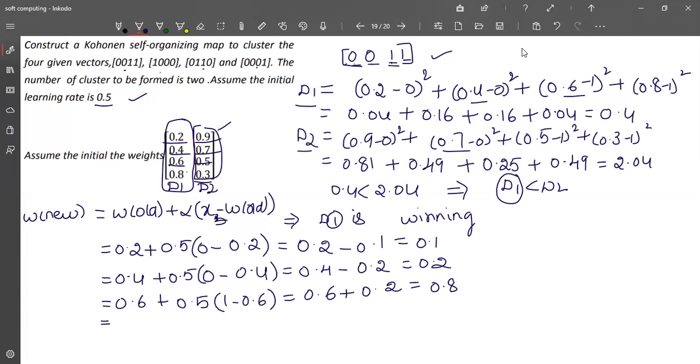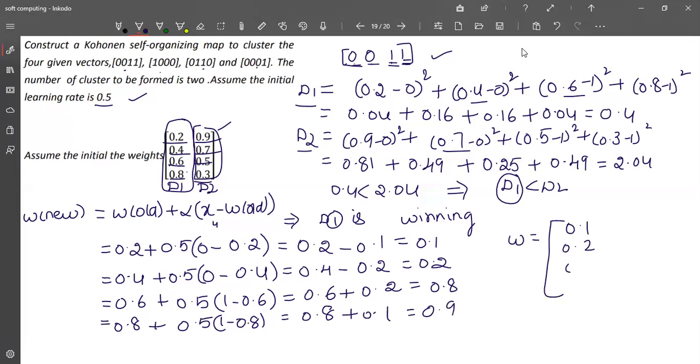Now let's update 0.8, the final one. 0.8 plus our learning rate alpha 0.5 and now here we have to take x4, which is 1. So 1 minus 0.8, that is 0.8 plus 0.1, 0.9. So our new weight is 0.1, 0.2, 0.8 and 0.9, and the rest will remain the same: 0.9, 0.7, 0.5 and 0.3. Now using this updated weight matrix, let's do the same process for the second input vector.